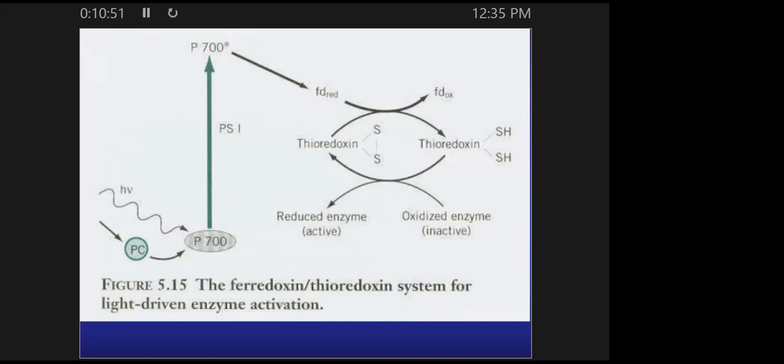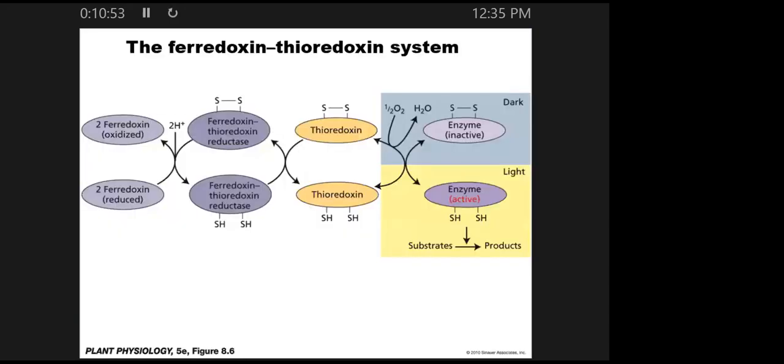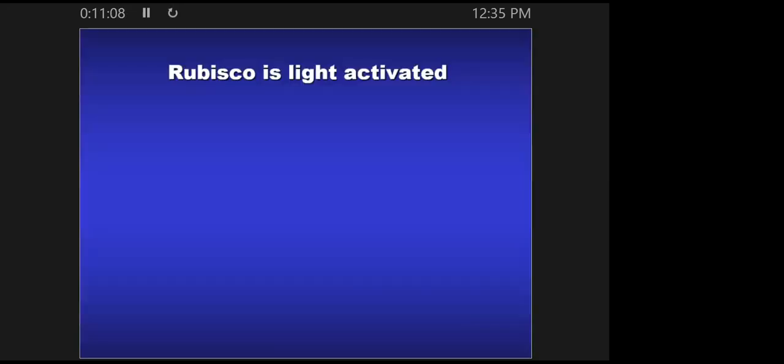Okay. So those 4 enzymes, that's what they do. They work through reduced ferredoxin, which will kick off this very short electron transfer redox reaction to get each of those 4 enzymes active. Rubisco is also light activated, but it's a different mechanism. It's not that ferredoxin thioredoxin system.